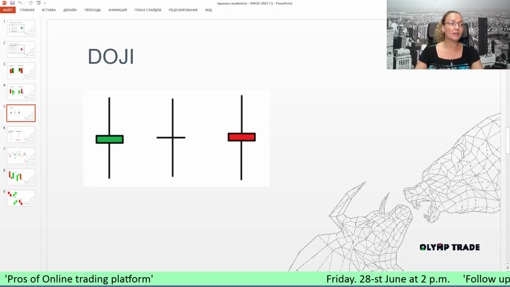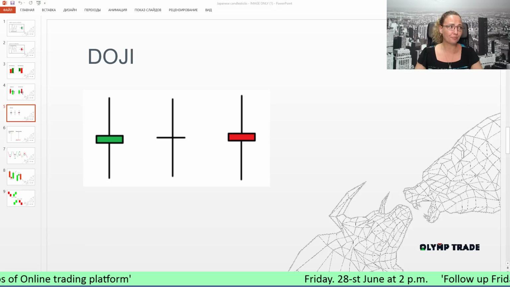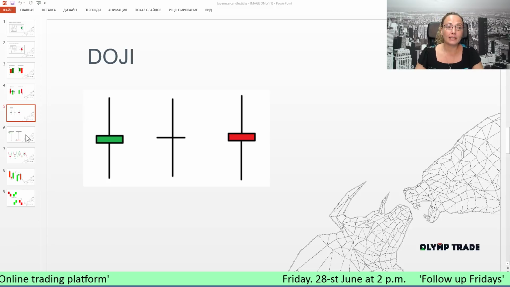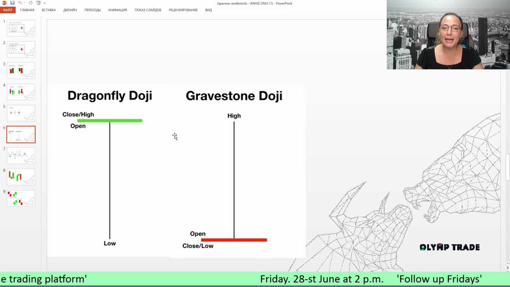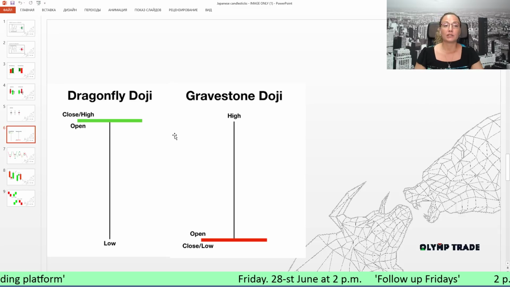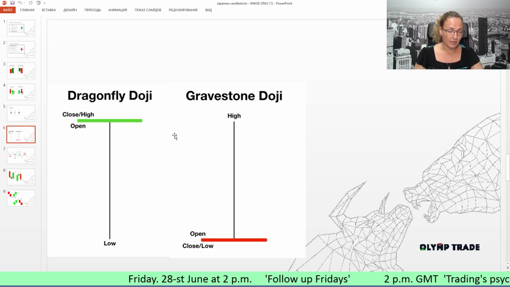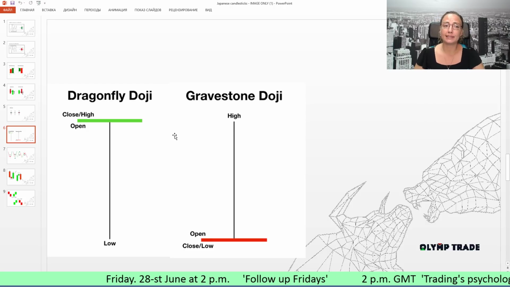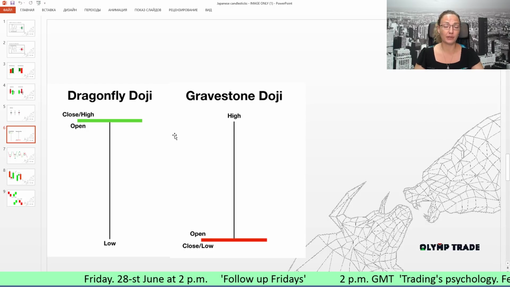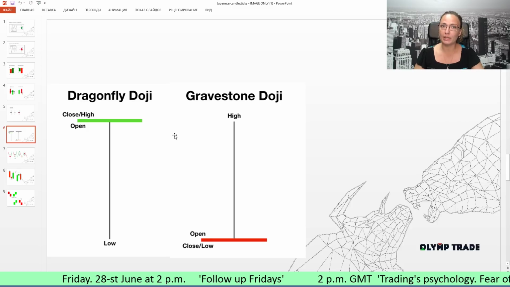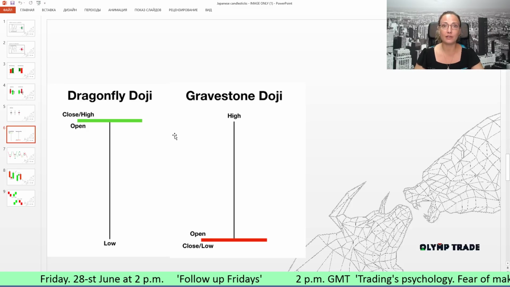Alrighty, so I have another part of the doji, and it is called the dragonfly and gravestone doji. This kind of candle represents strong price rejection, and this is important, and it actually serves as a good signal when you see it at the end of a trend.